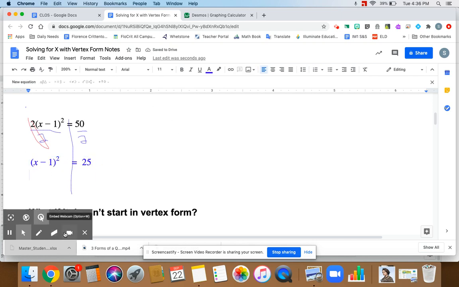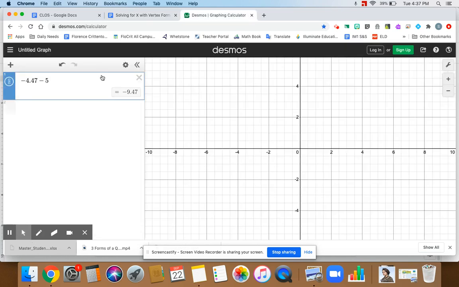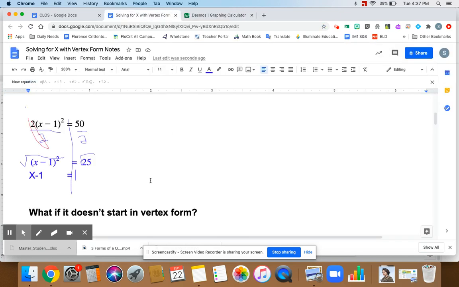My next step in solving for x. To undo the squared, I have to square root both sides. So the squared and the square root cancel each other. So now I'm just left with x minus 1 equaling square root of 25 is 5. But don't forget, it's also negative 5. So it's 5 and -5.